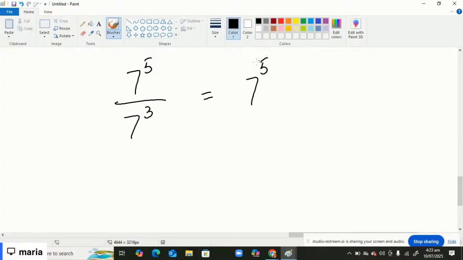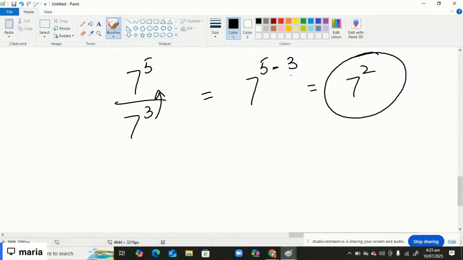Now it's 5, and then you are going to move 3 up, so it takes the form of minus, because here it's positive. When it moves up, it becomes negative, because it changed from denominator to numerator. So 7 to the power of 5 minus 3, what is the answer? 5 minus 3 is 2, so we get 7 to the power of 2. Okay, so that is our answer.